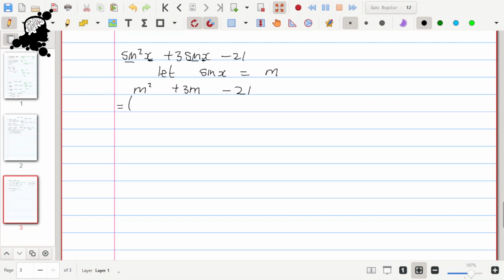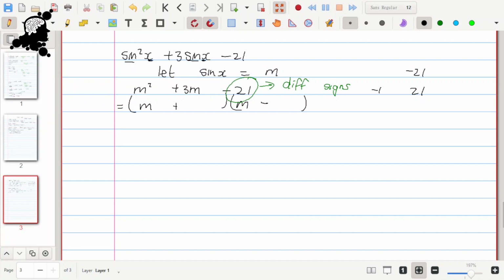So once again, I have to open two sets of brackets. The square root of m squared is m, and this is m. Notice that my last term is negative. A negative last term means we've got different signs inside of our brackets. So I could just straight away go ahead and put plus here and put minus. Now I need to find factors of negative 21. I'm going to write them on the side. I've got negative 1 and 21.